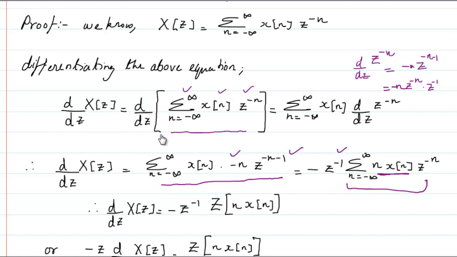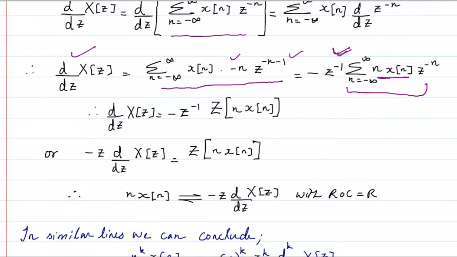So if I take that minus 1 and z inverse to the other side, the minus will come as minus itself, whereas z inverse will become z. That's how we prove this.